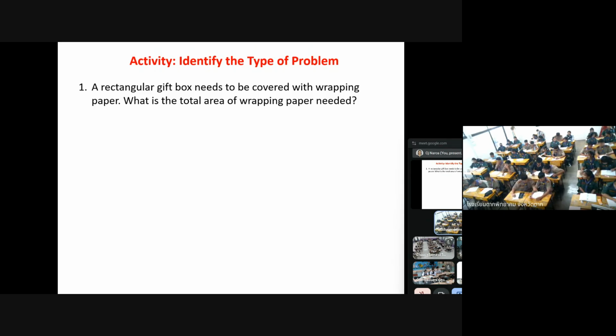Okay, everyone, read. A rectangular gift box needs to be covered with wrapping paper. What is the total area of wrapping paper needed?